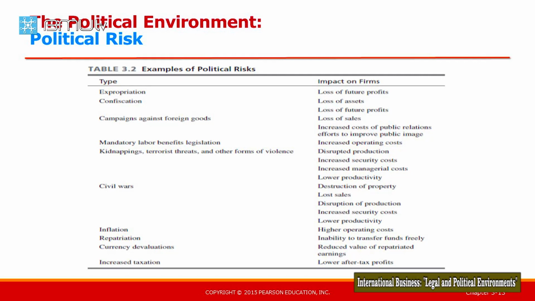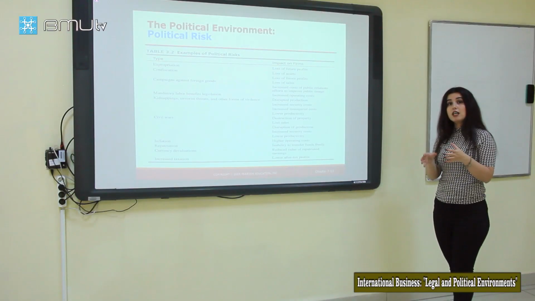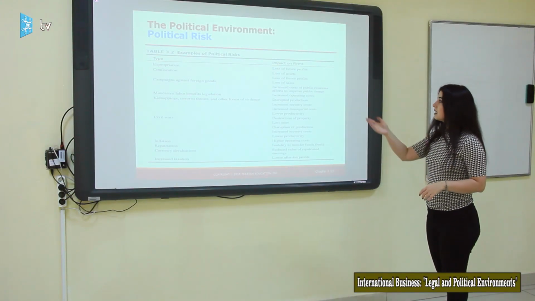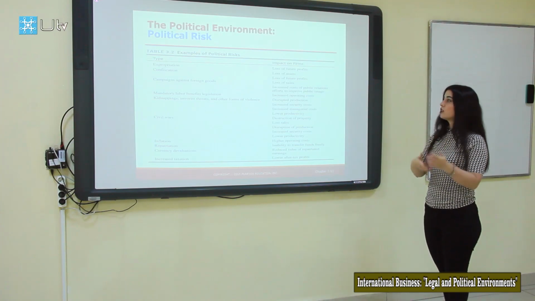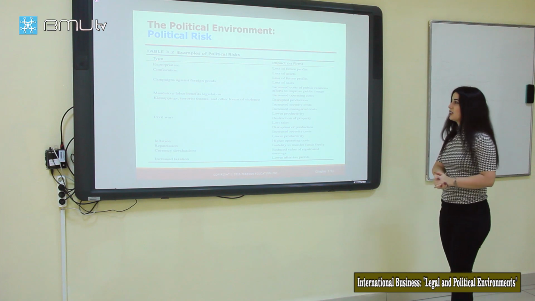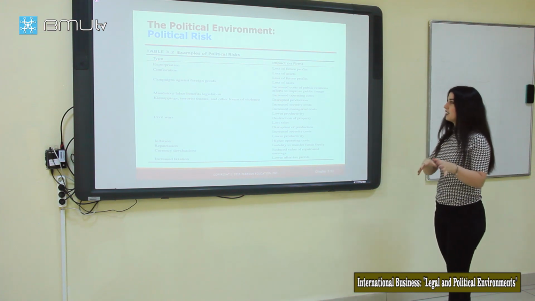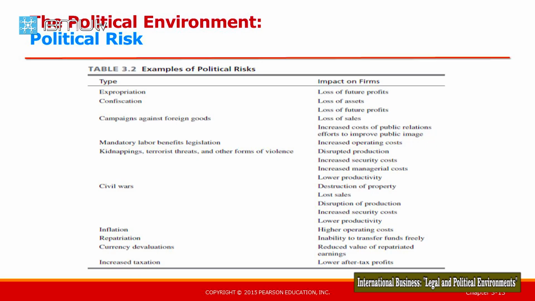Now, guys, for expropriation, the impact on the firm can be loss of future profits, but confiscation has a greater impact because they do not just lose their future profits, at the same time they lose their assets too. And the next one, campaigns against foreign goods, can cause the loss of sales. For example, we have seen in Azerbaijan an increased cost of public relations effort to improve public image.